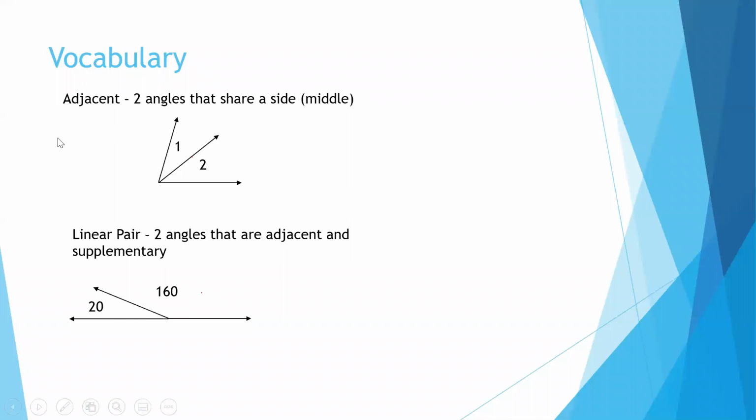Linear pair. So linear pair are on a line and they are adjacent and supplementary. So see the adjacent part right here where they share this line, and they also equal up to 180 degrees.